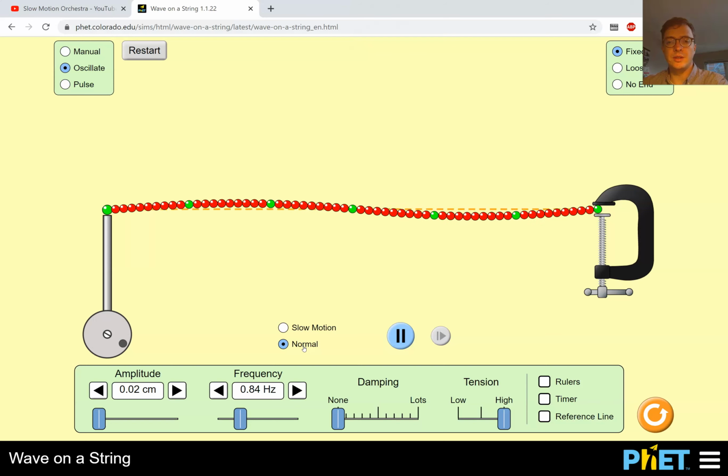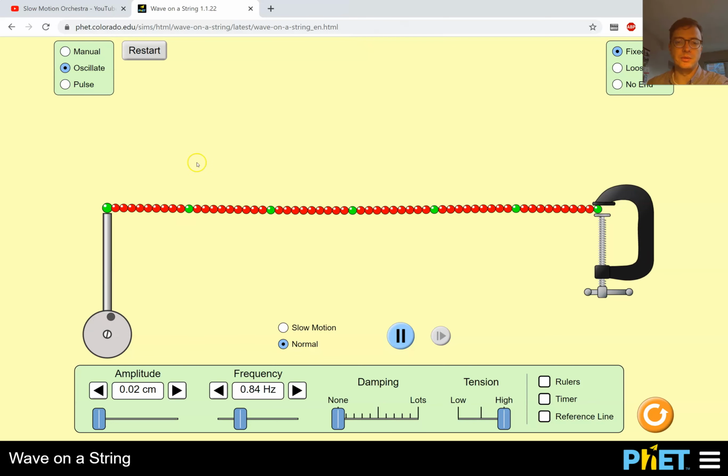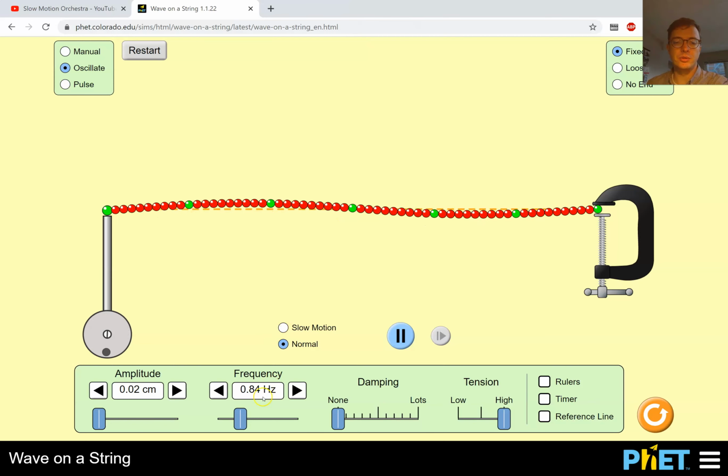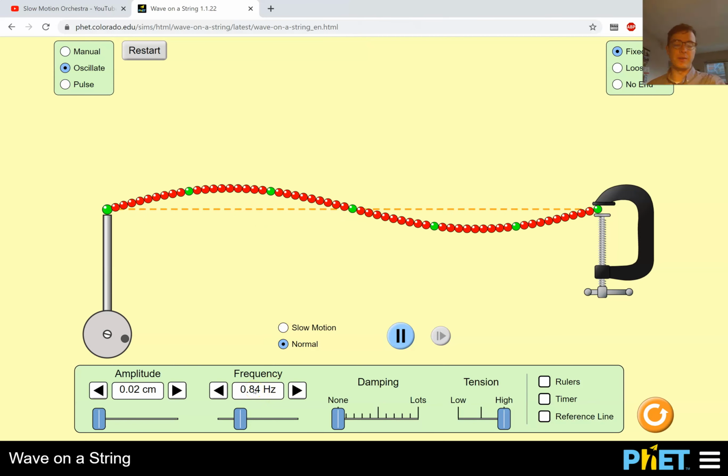You'll see here that the n equals 2 pattern is showing up. I'm getting 2 antinodes. So here's the antinode here, and here's the antinode here, and this point in the middle is the node. This is n equals 2. I got it by decreasing the frequency by a factor of 3.